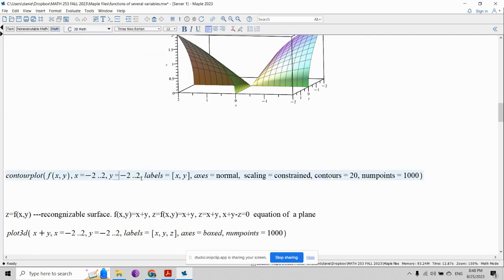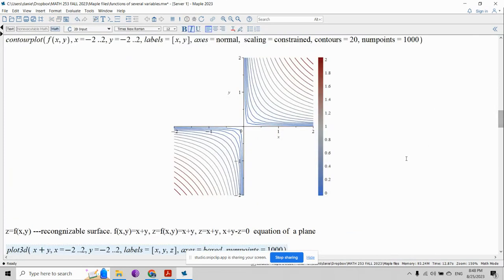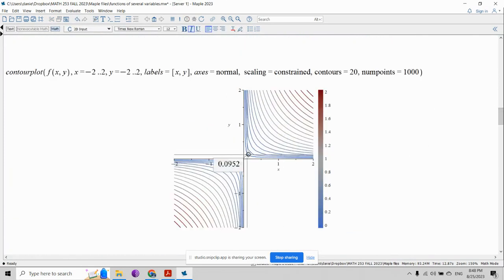And level curves, each of them is given by two pieces, right? So for example, 0.0952 is here and here, in the two quadrants.